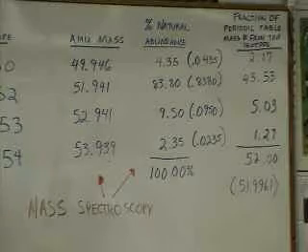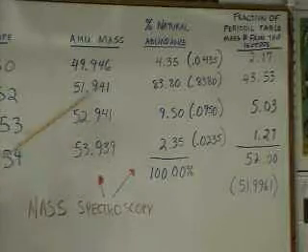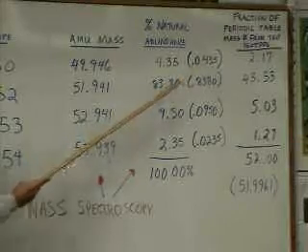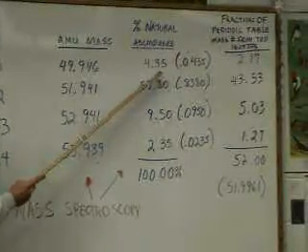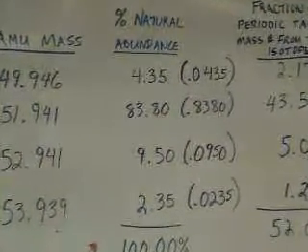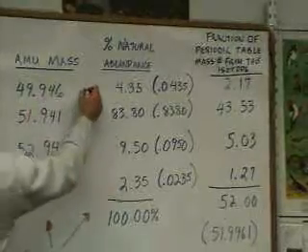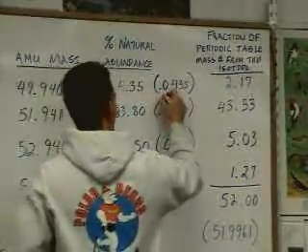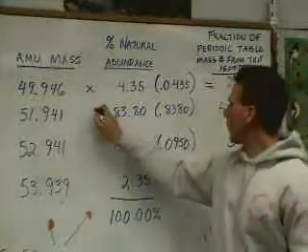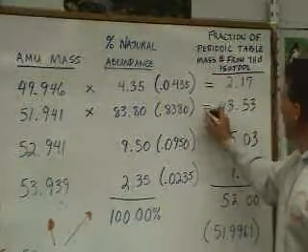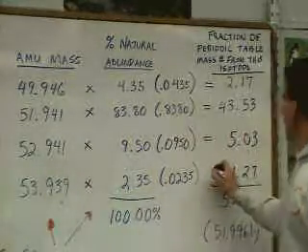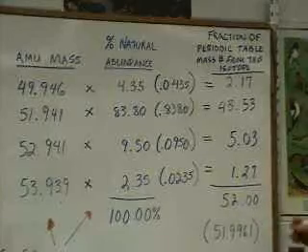Real easy. You take the AMU mass and you multiply by the percent natural abundance expressed in decimal form. 4.35, remember from kindergarten, is expressed as 0.0435 in decimal. All right, so what do we do? We just come over here, we go 49.946 times the purple number here, 0.0435, equals this number, and we do that all 4 times in this case. And we get the numbers, and we just add them up. Okay, so we've got 4 numbers.